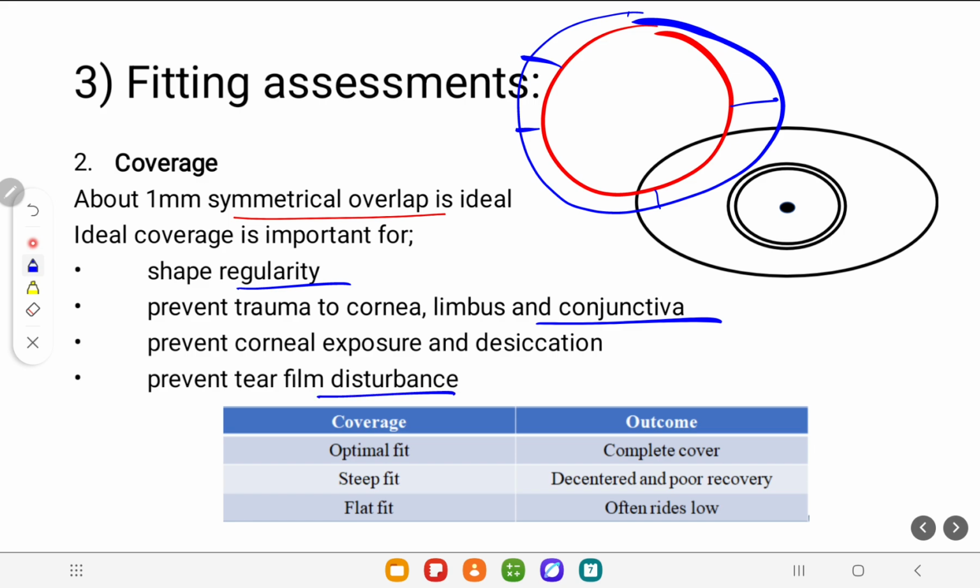But it's not always ideally 1 mm everywhere. Coverage is important, full coverage is important, but centration is not. A slightly decentered contact lens can be fully covered. That's very important. Optimal coverage is complete coverage. A steep fit rarely decenters or has poor recovery, because once coverage is full, the lens stays when you blink. A flat contact lens often rides low. Flat contact lens coverage is not good.